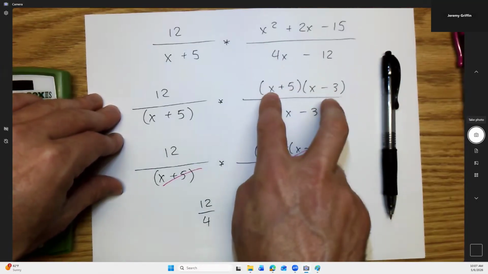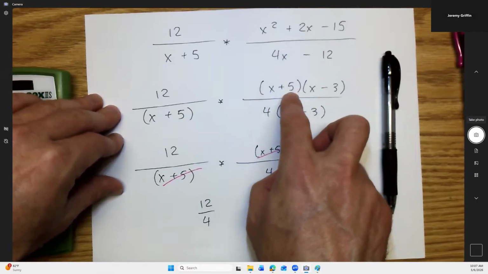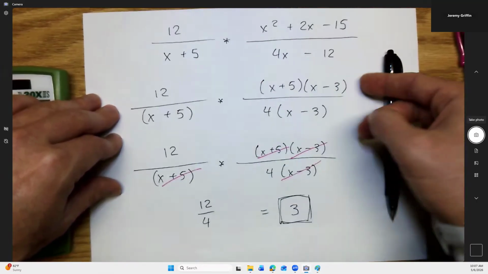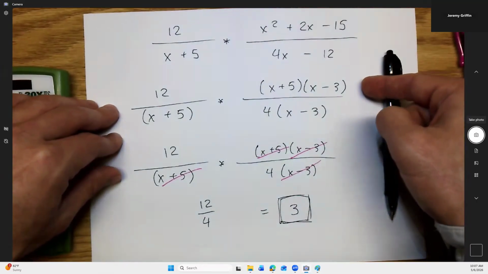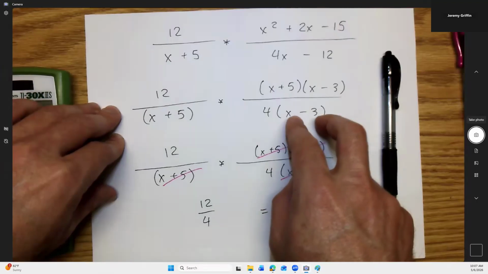x and x is x squared. Bing. Negative 3x plus 5x? Well, that's 2x. Bing. And of course, 5 times negative 3 is negative 15. Bing. Yeah, it definitely factors like that. Furthermore, in the denominator, I can pull a 4 out, make it 4 times x minus 3.